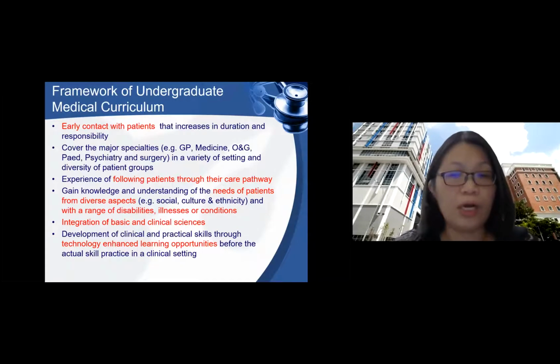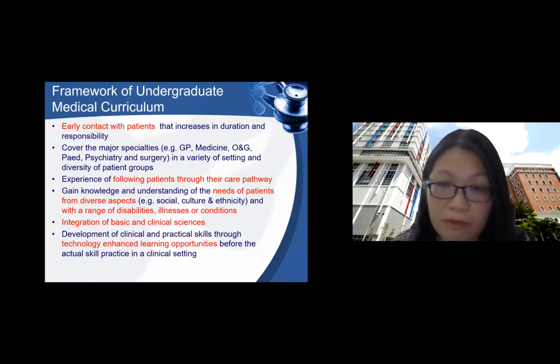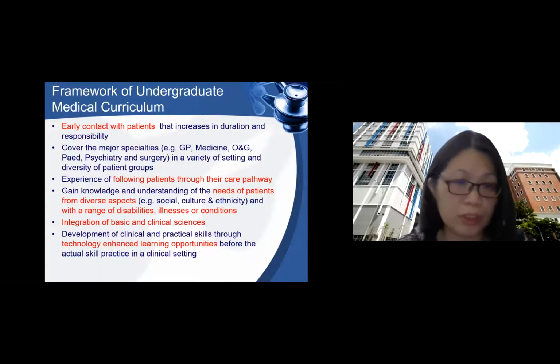Right. And we also urge to provide opportunity for our medical students to understand the needs of the patient from diverse aspects, right? The different social background, cultural, and ethnicity, as well as patients with a range of disability, illness, and condition. So our program should be able to provide all these opportunities.